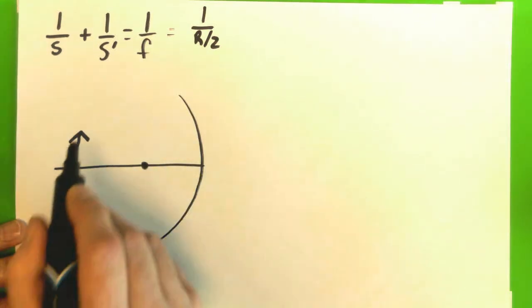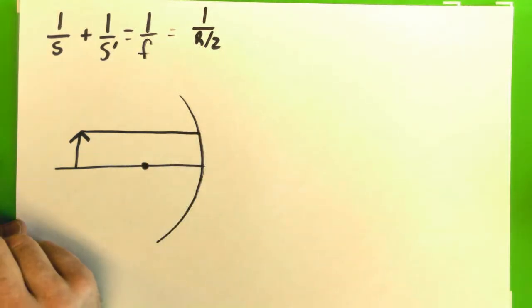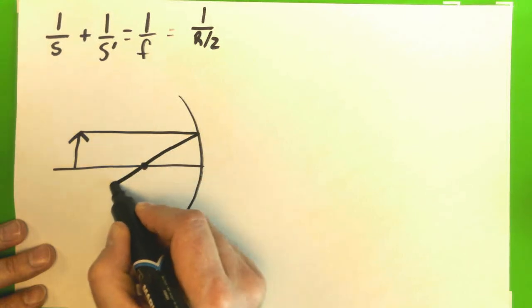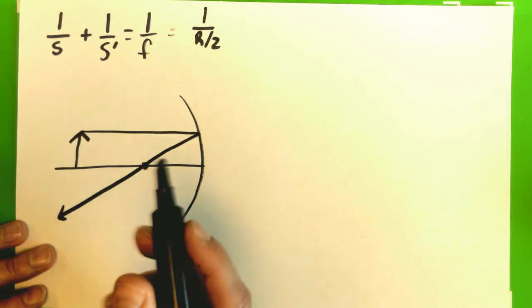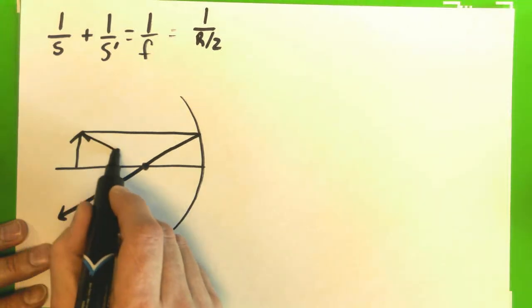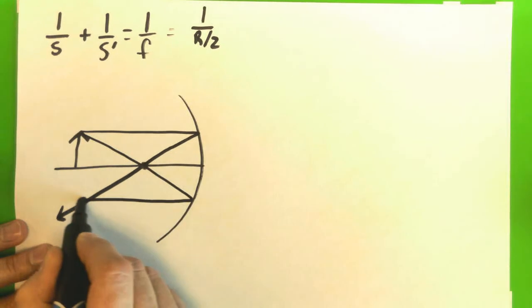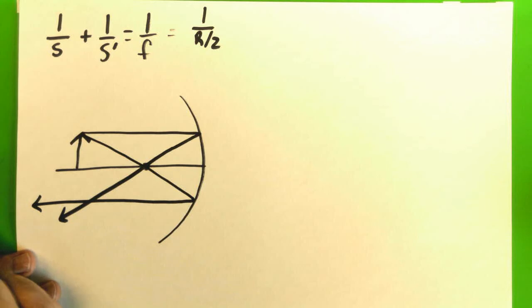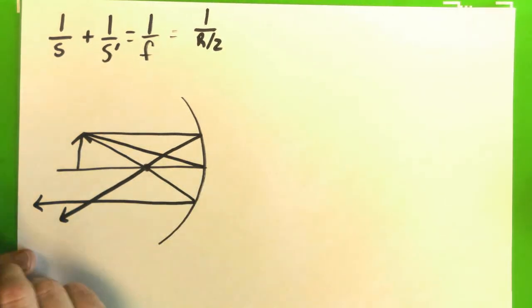First we have a parallel ray. The parallel ray goes through the focal point after it bounces off the mirror heading on out. Then we have a focal ray. That focal ray goes through the focal point, hits the mirror, and comes out parallel. And then to verify that I didn't mess up on those, I could do a central ray, which hits the mirror right there.